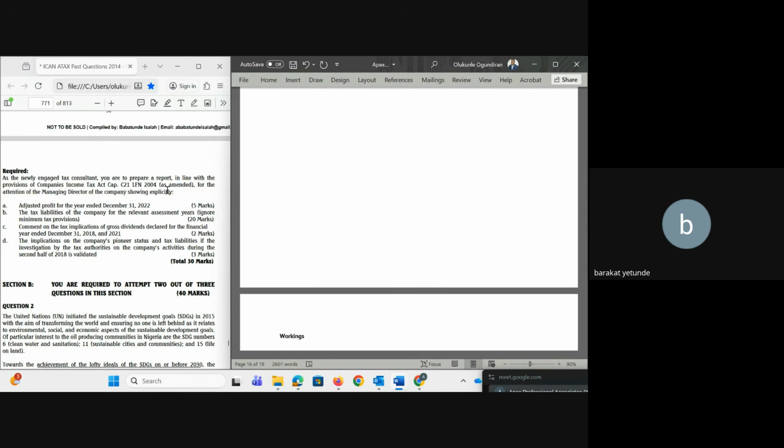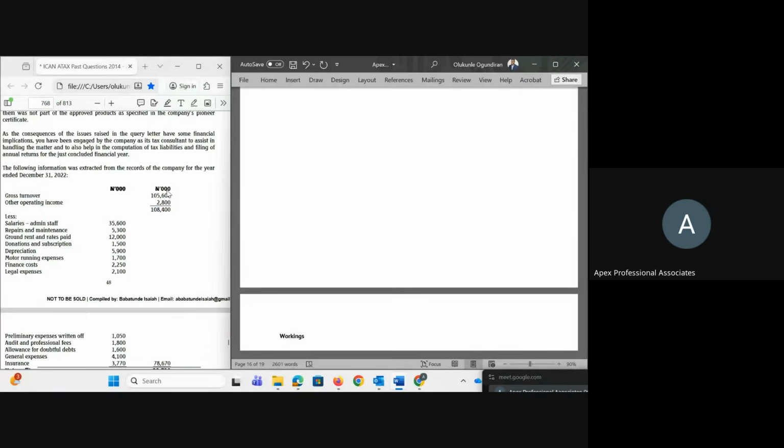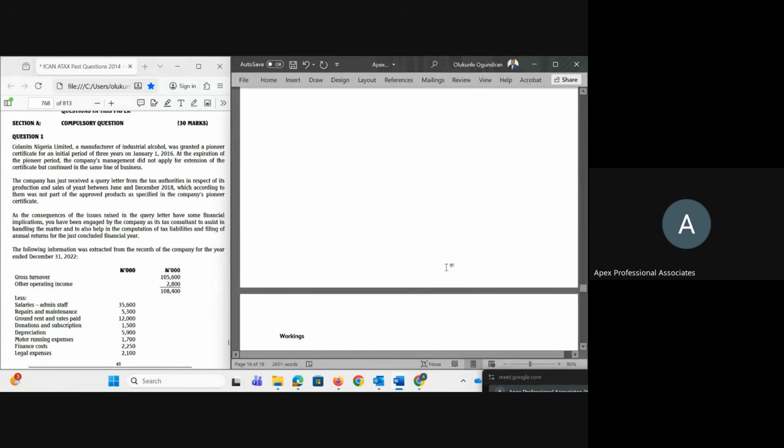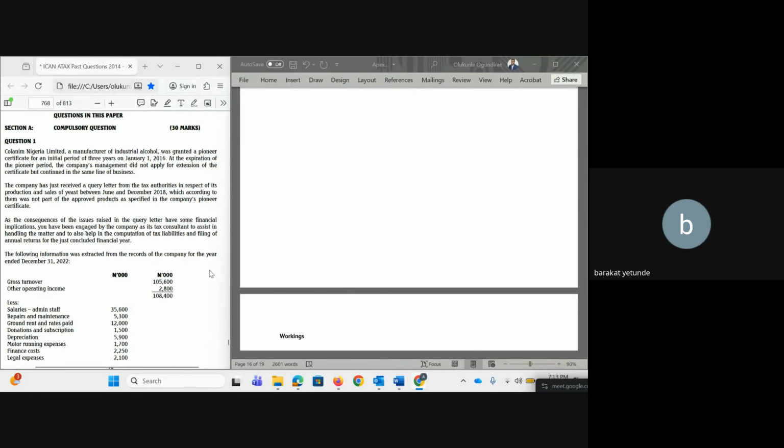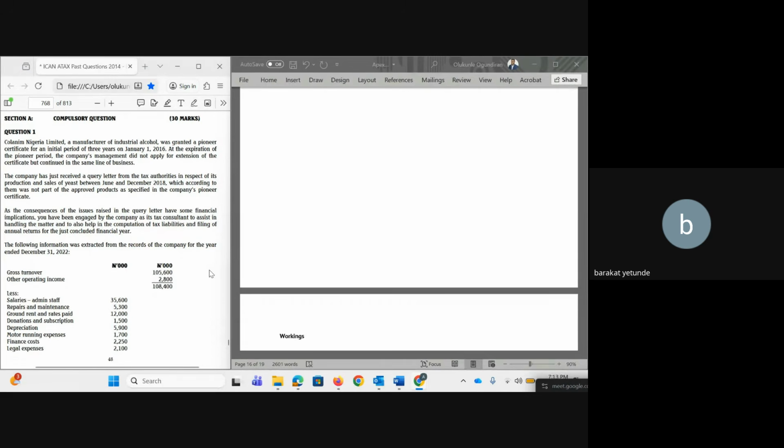Can you scroll up? November 2024, question 1. Polanim Nigeria Limited, a manufacturer of industrial alcohol, was granted a pioneer certificate for an initial period of 3 years on January 1st, 2016. At the expiration of the pioneer period, the company management did not apply for extension of the certificate but continued in the same line of business.